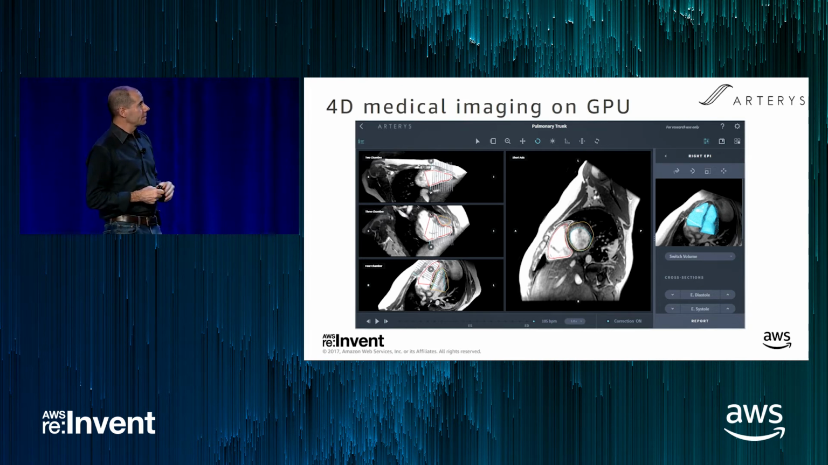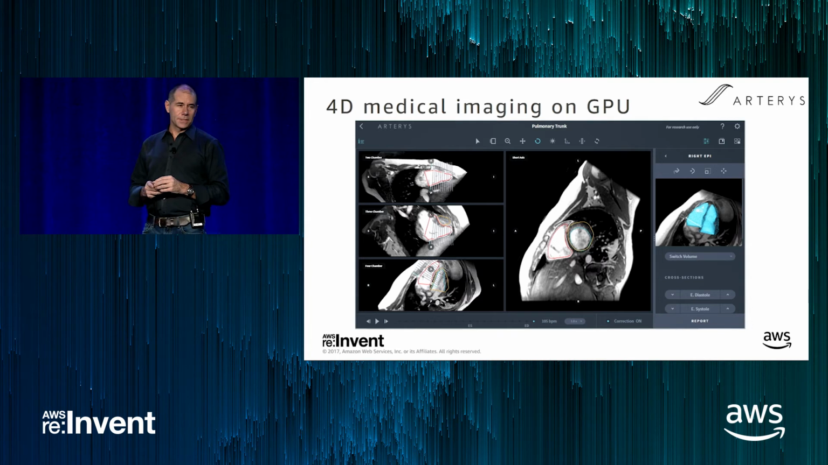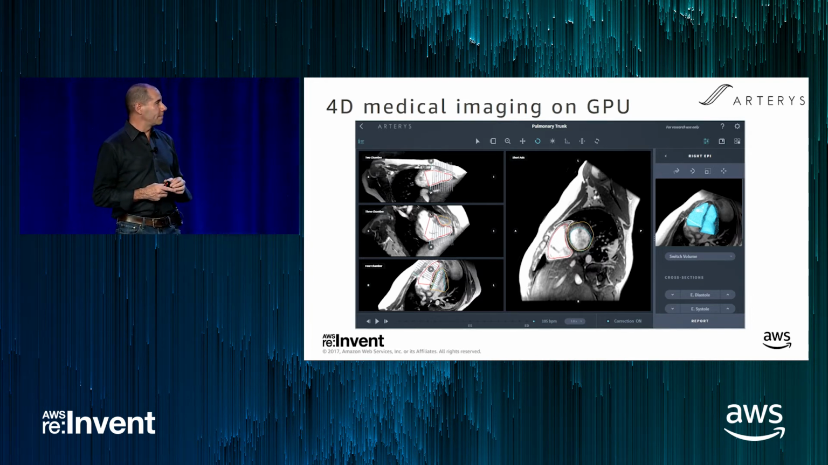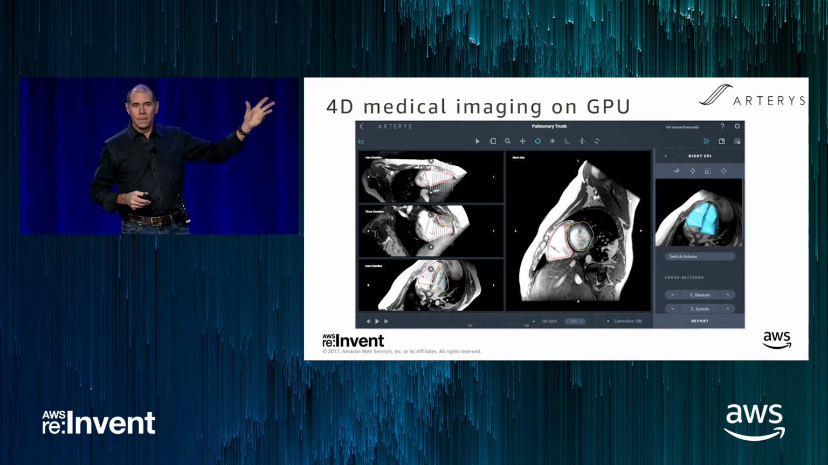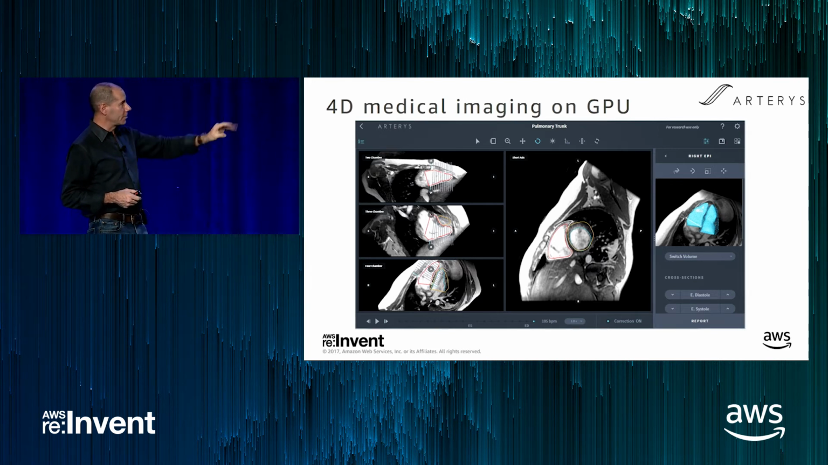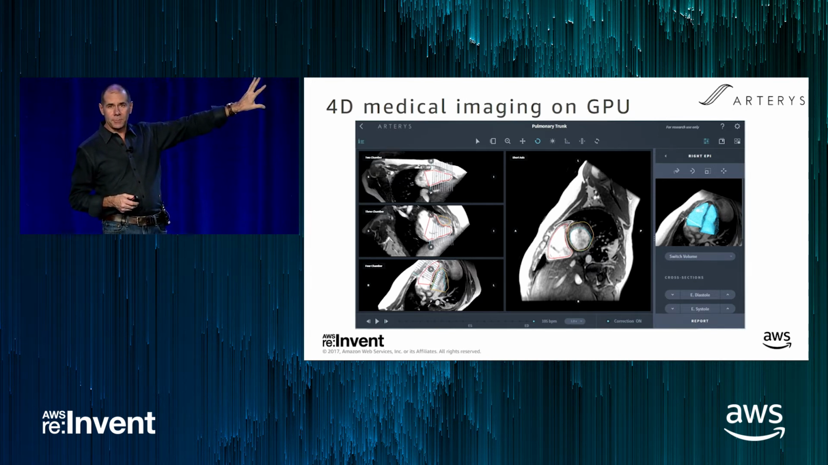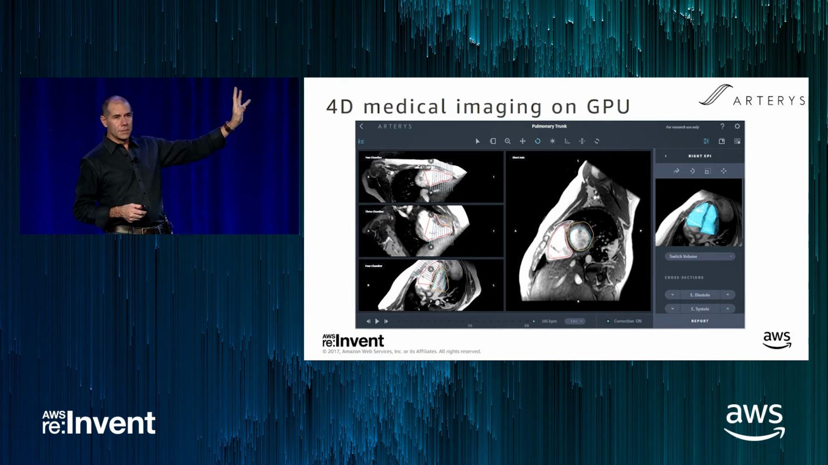This is Arteris. They were a startup that really launched on AWS a few years back, and they've now got a deal with GE Medical, I believe. They're really off to the races. And this is a 4D medical imaging application. Literally, if it's running, you can see the beating heart while you twist the torso around. It's really powerful medical imaging.